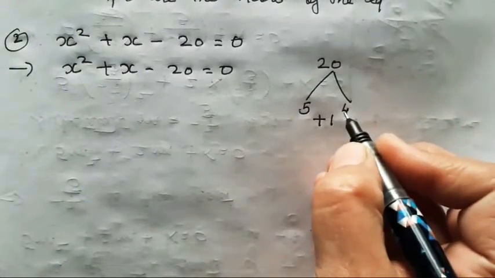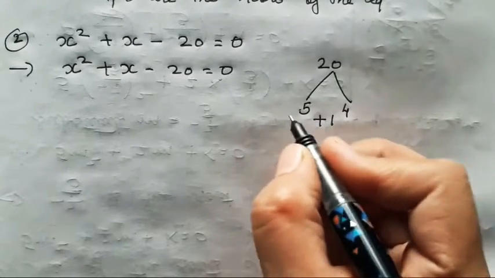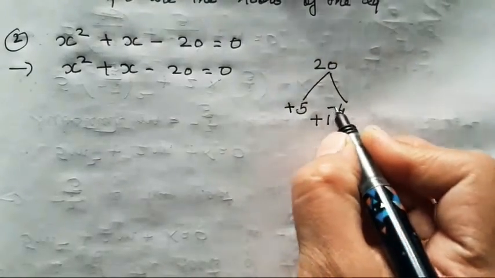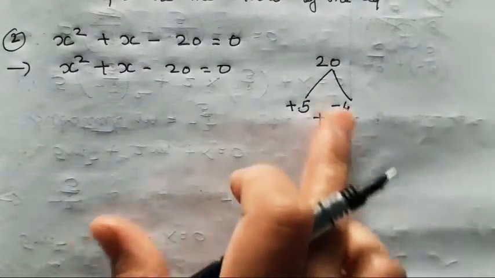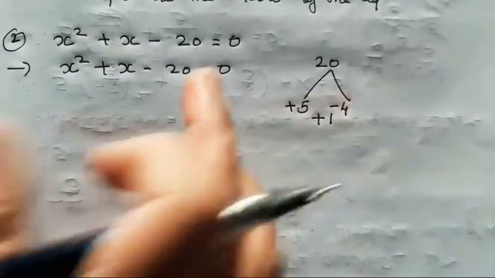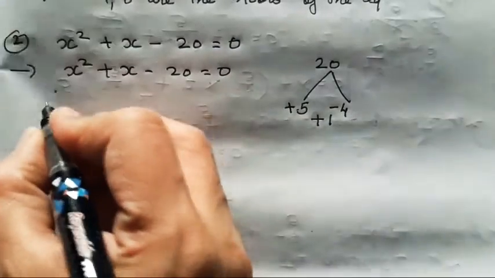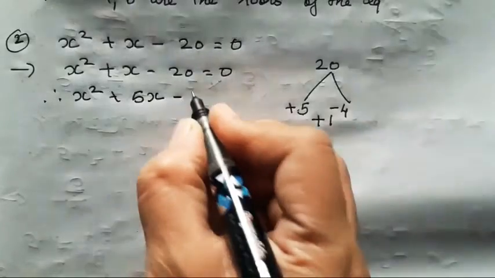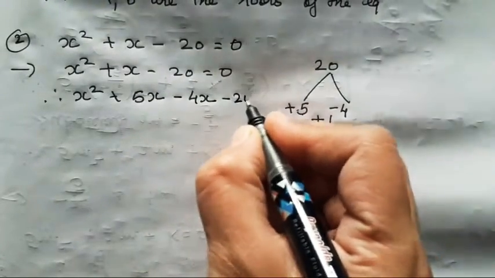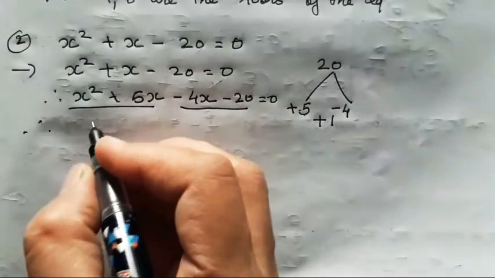When you subtract them you are going to get 1. Okay, plus 1. So signs accordingly you have to add. Okay, plus and minus, minus sign of the bigger number. Isn't it? It's very easy to remember these steps. This is the main part of factorization. If you get this thing right, everything is going to come right after that. So therefore x square plus 5x, because we have to take this, minus 4x and then minus 20 is equal to 0. So again you have to form the pairs in order to get the common numbers.